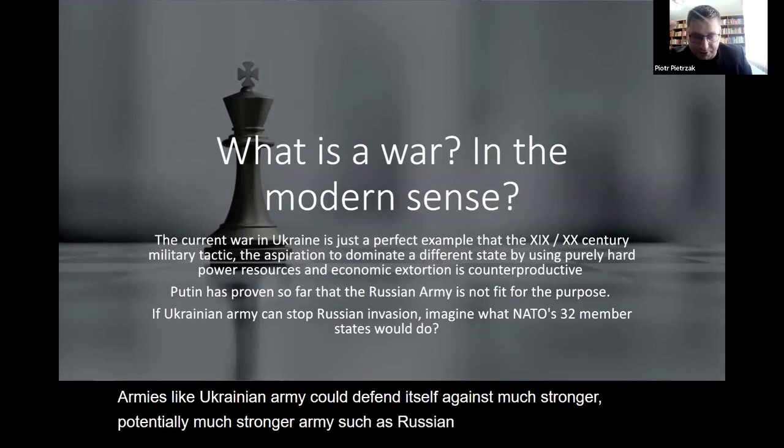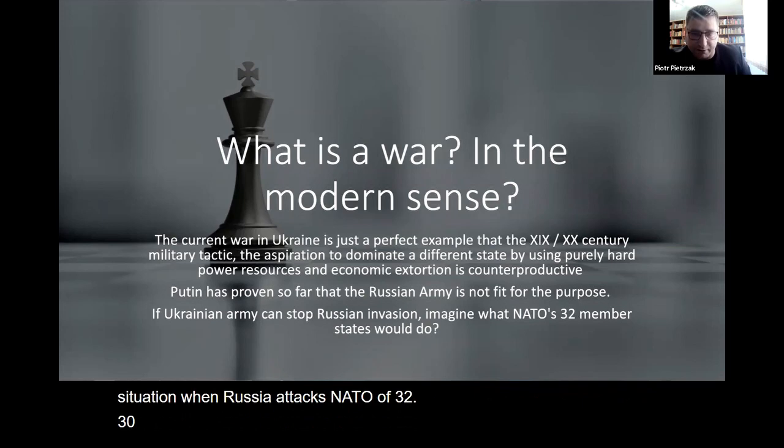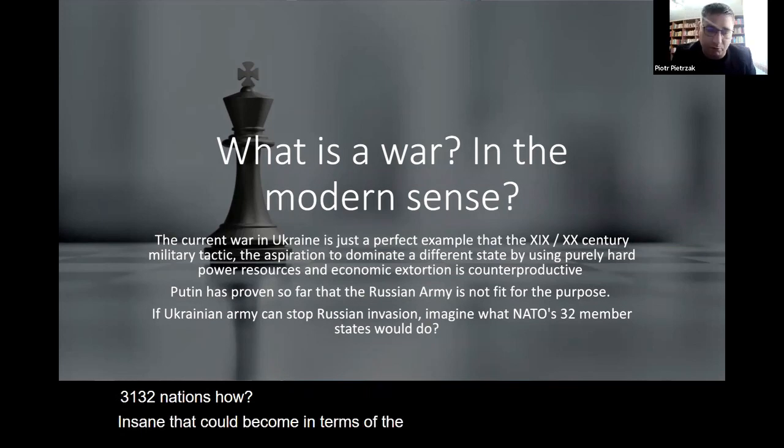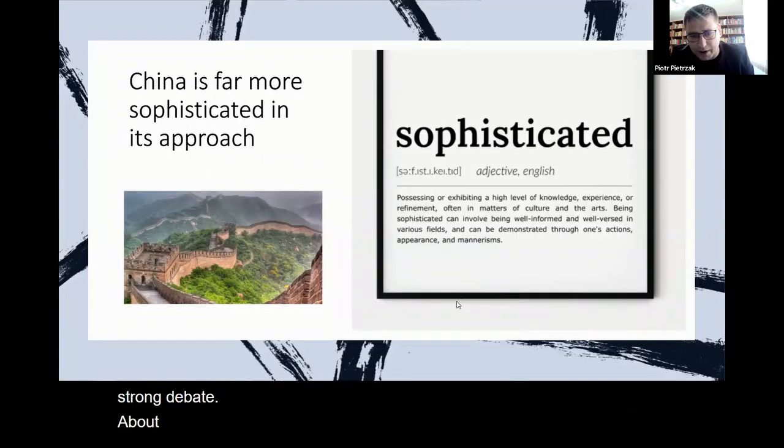And imagine a situation when Russia attacks NATO of 31, 32 nations. How insane that could become in terms of modern warfare. So there is a strong debate about the way countries in the future will try to attain their objectives.